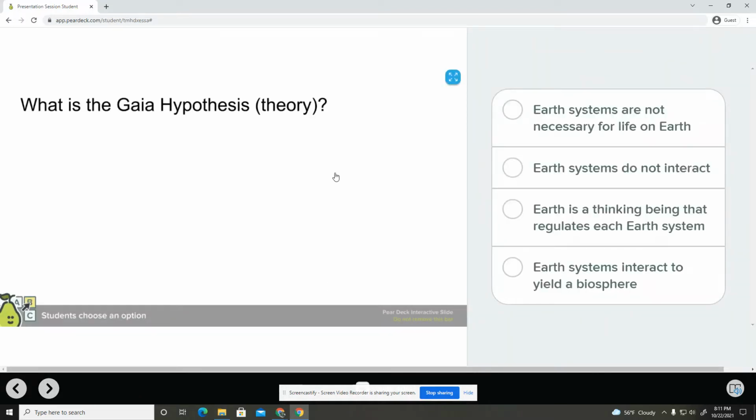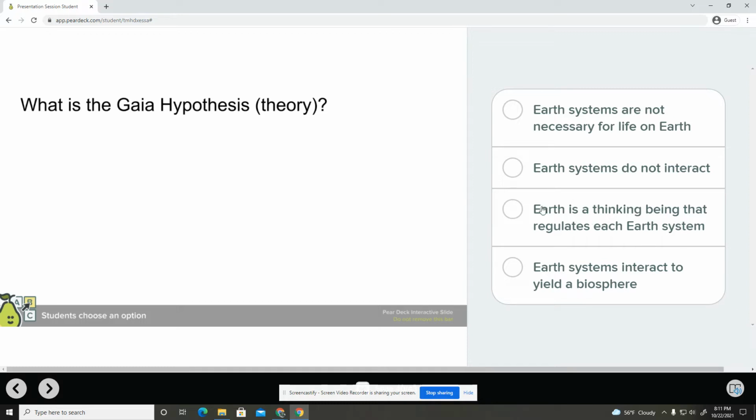What is the Gaia hypothesis theory? Earth systems are not necessary for life on Earth. Earth systems do not interact. Earth is a thinking being that regulates each Earth system or Earth system interact to yield a biosphere.